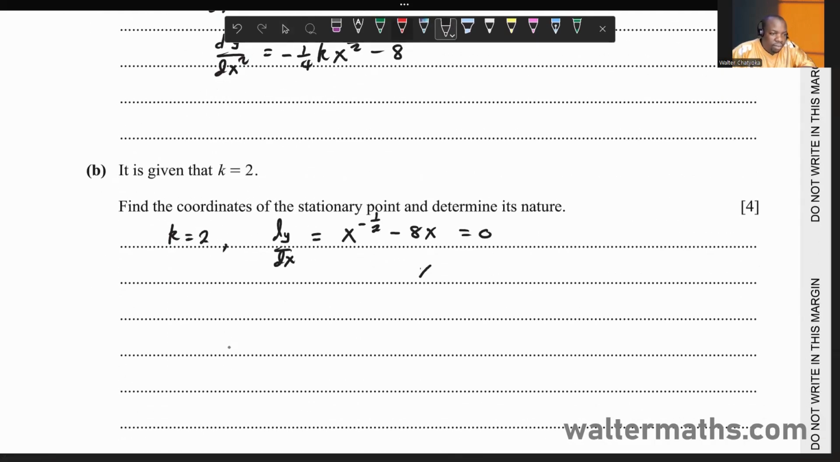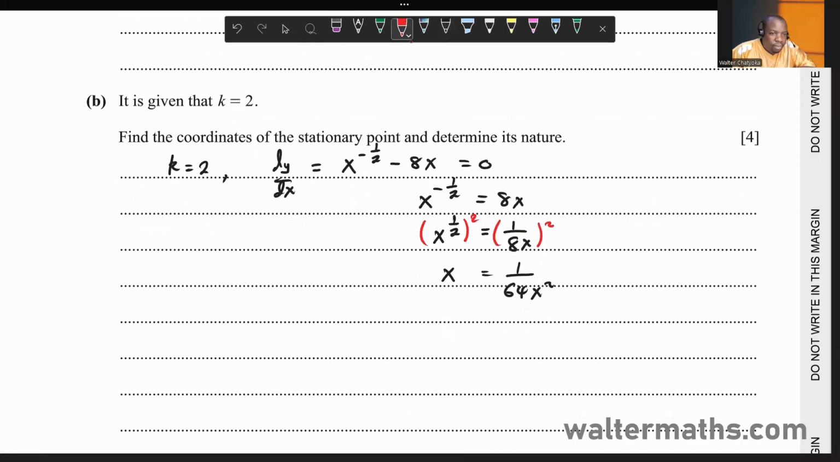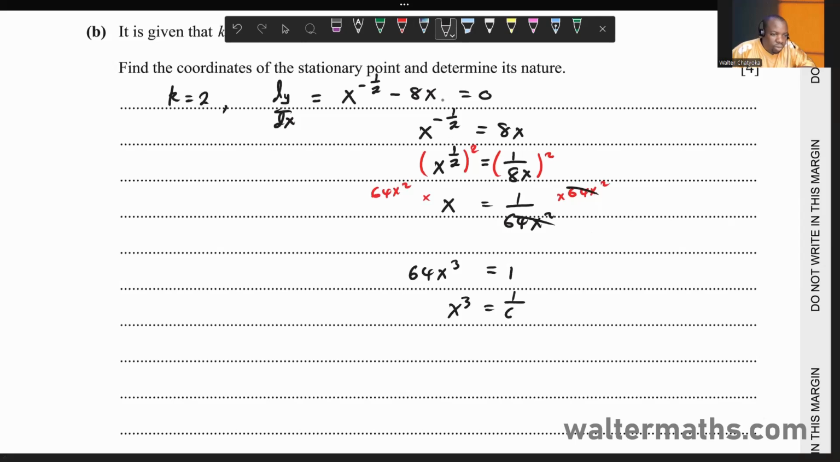All right, so we have x to the power minus a half is equal to 8x. And this is like x to the power of a half is equal to 1 over 8x. If we invert both sides and square both sides, we get x being equal to 1 over 64x squared. And if we multiply both sides by 64x squared, we will be having 64x cubed being equal to 1. So x cubed is equal to 1 over 64. So x is the cube root of 1 over 64, which is 1 over 4. So that's what we're getting x to be.